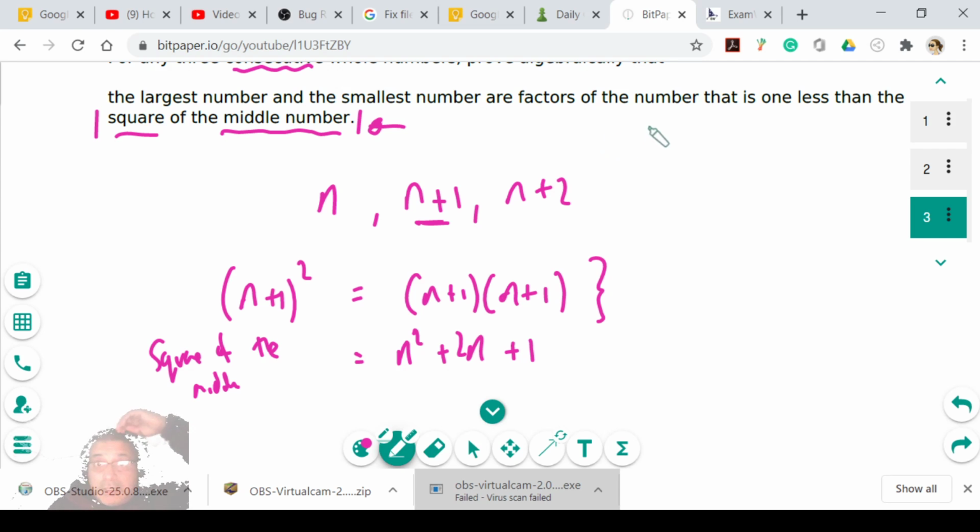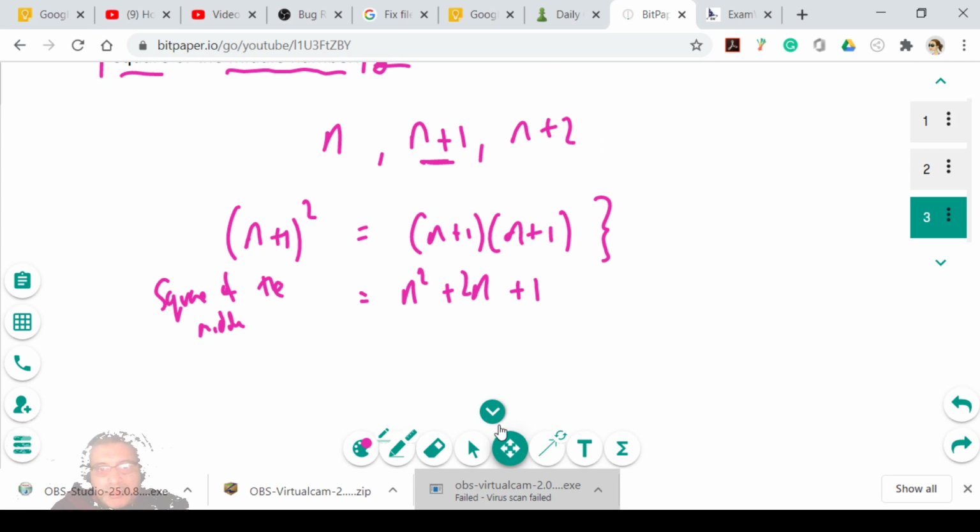And it says a number that is one less. So I'm going to take the square of the middle number and take away 1 from it. So that's 1 take away 1, and I'm left with n squared plus 2n. So this is the square of the middle number minus 1.